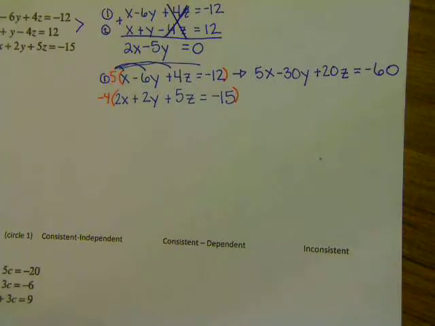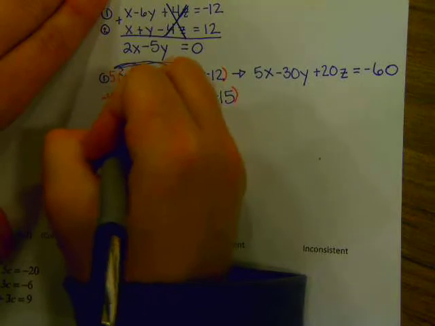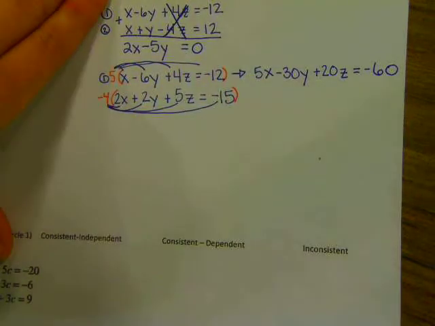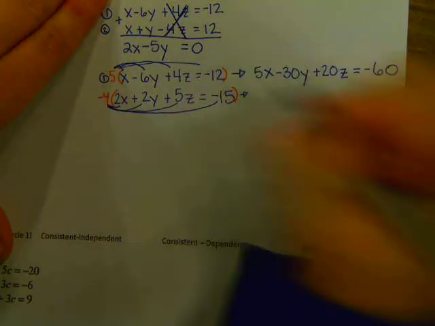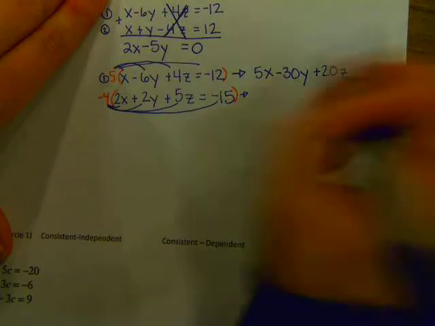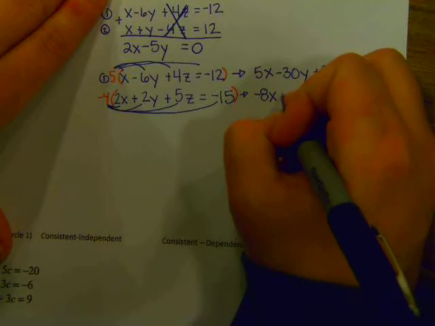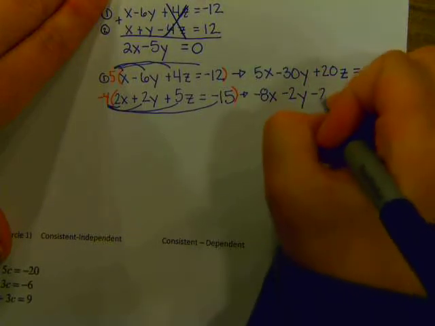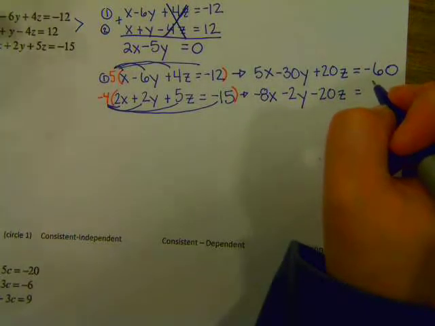So you need to go in and change the second equation. Again, we're just going to do the distributive property. If you don't want to draw the lines, you don't have to. Sometimes I forget to multiply if I don't. So, okay, let's do it. Negative 4 times 2x is negative 8x. Negative 4 times 2y is negative 8y. Negative 4 times 5z is negative 20z. And then negative 15 times negative 4 is positive 60.